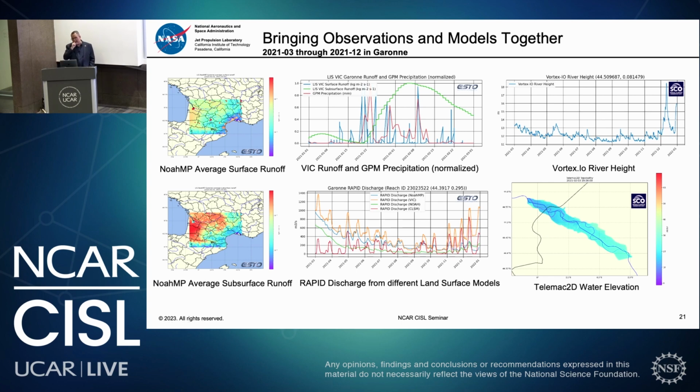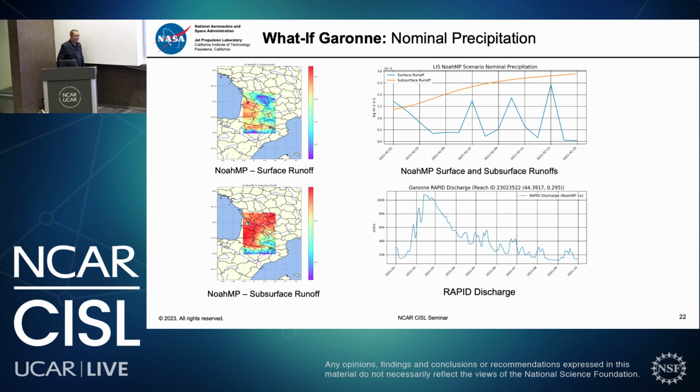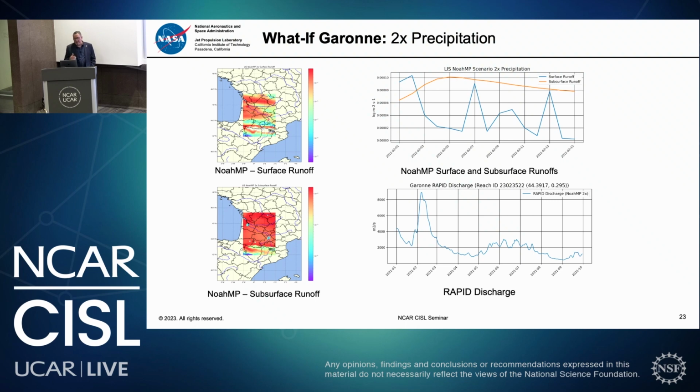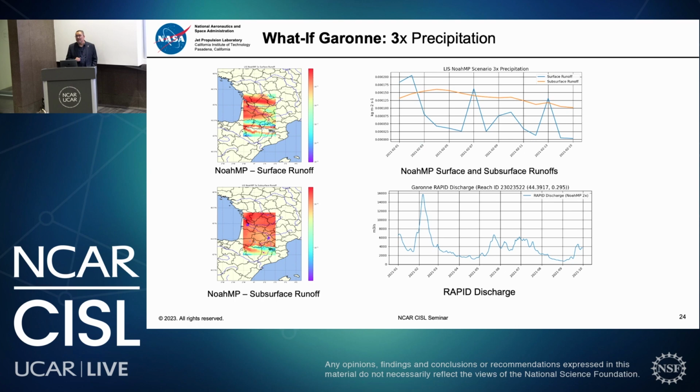We're using the French Garonne River as one use case, but we're also using the Mississippi Basin on the US side. That's how we connect all these things together with our digital twin. But the other part about being a digital twin is being able to ask what-if questions. What if you have a certain amount of rainfall? Let's say you start with a nominal amount of precipitation, and look at what the surface runoff looks like. What happens if you double that? What happens if you triple that?